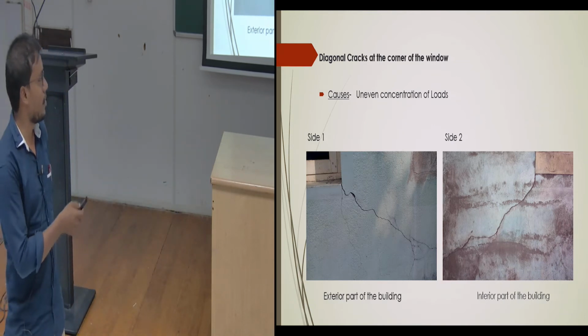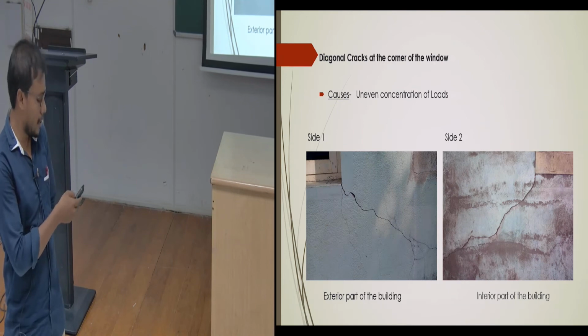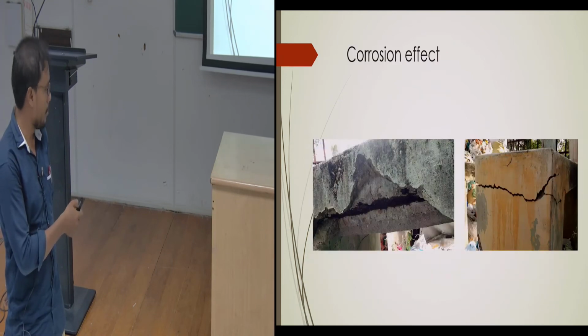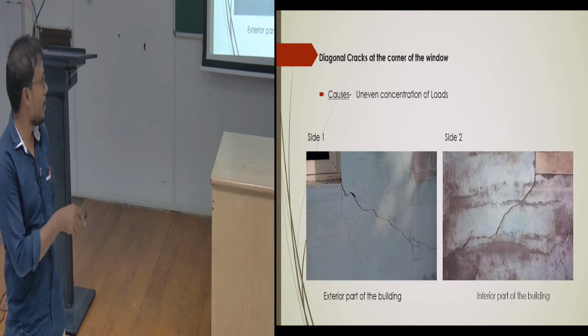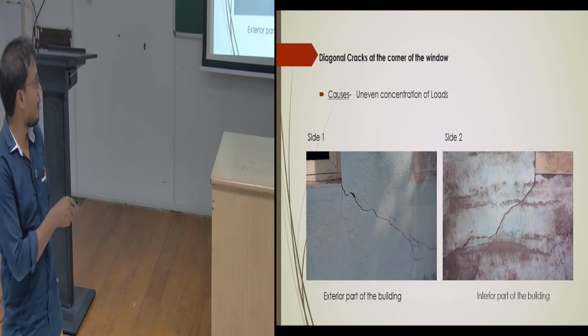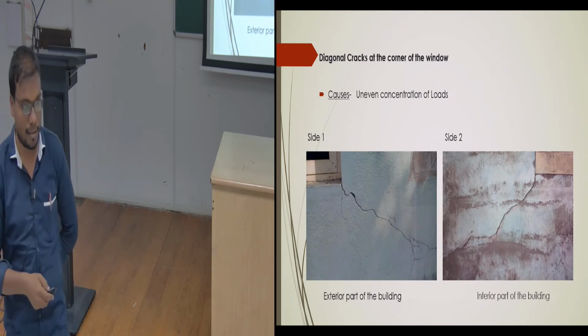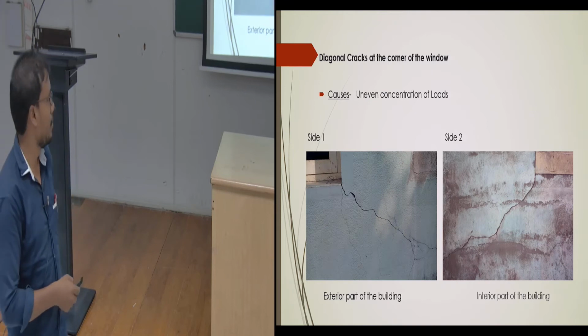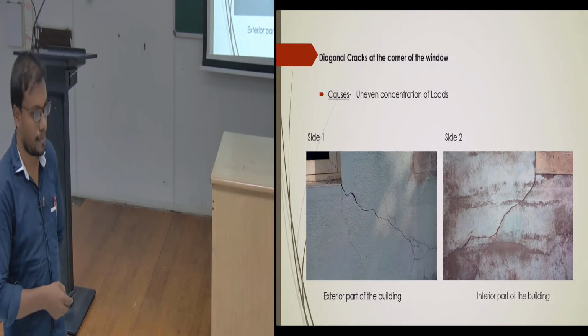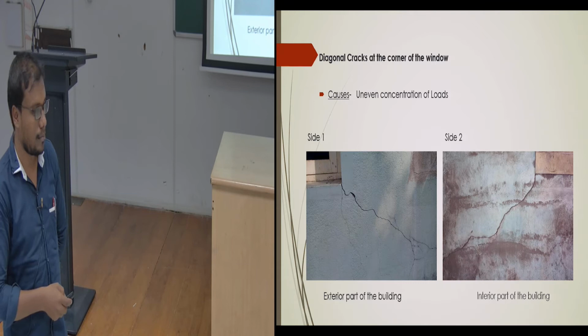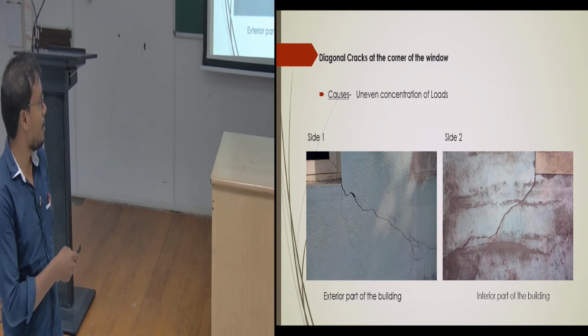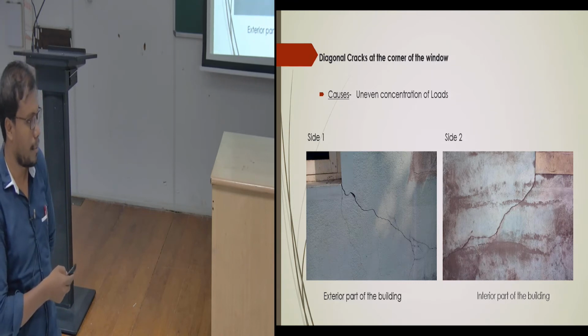These are cracks on the same building. This is the exterior part and this is the interior part. So the diagonal crack, see? Yes, that's what you should have done: take the inside and the outside. Good. So this crack we can say is because of the thermal effect.